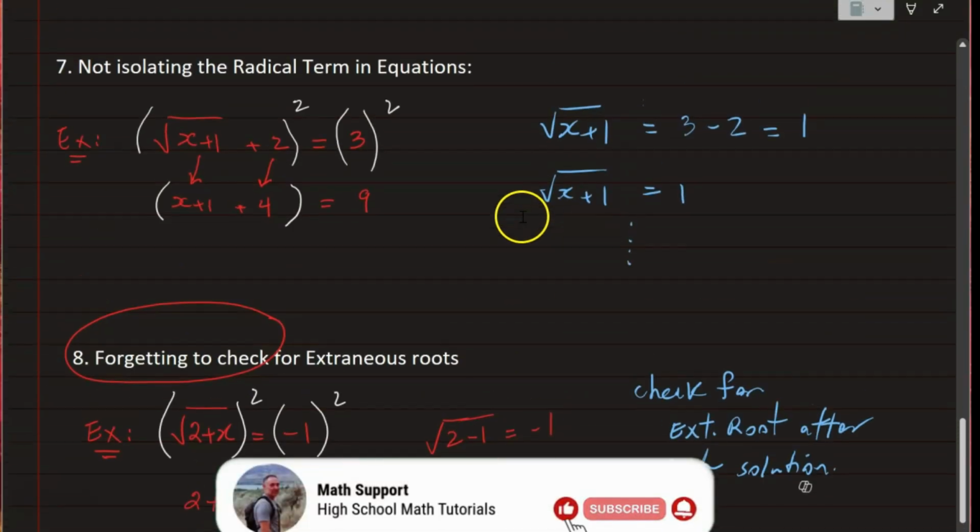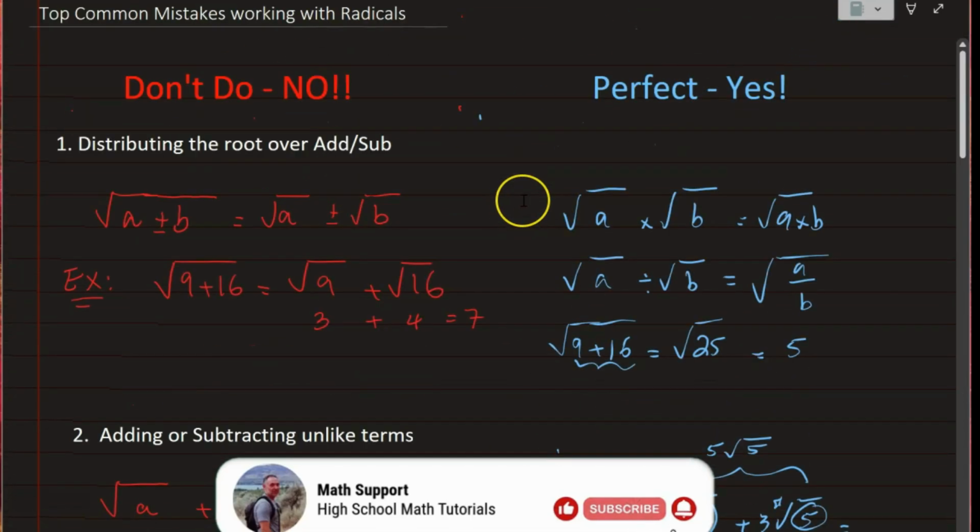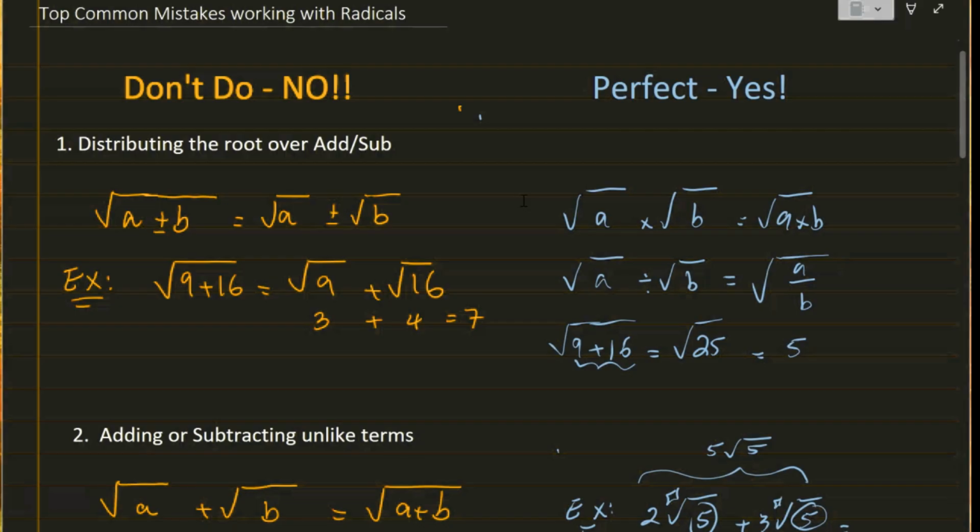Fantastic. 8 of the common mistakes that my students, and still some of them, still make. I hope you don't make these mistakes now that you're aware of them.